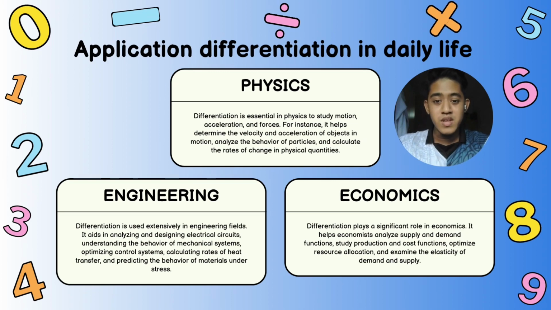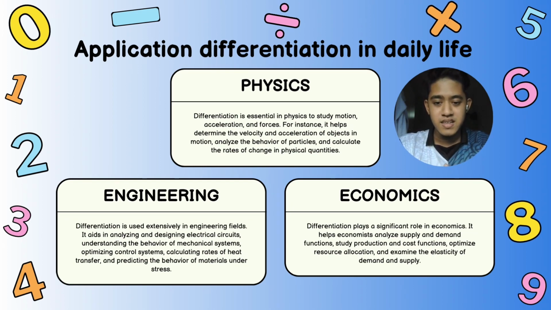So, maybe we will ask where we apply differentiation. In the context of calculus, it is a mathematical tool used to analyze rates of change and the behavior of functions, while it has numerous applications across various fields. Here are some real-life examples where differentiation is commonly employed. First, physics. Differentiation is essential in physics to study motion, acceleration, and forces. For instance, it helps determine the velocity and acceleration of an object in motion, analyze the behavior of particles, and calculate the rates of change in physical quantities.